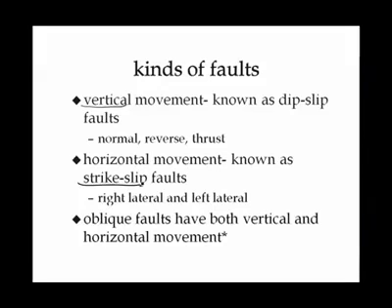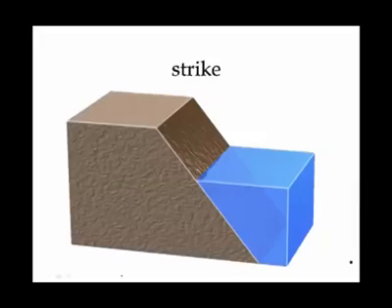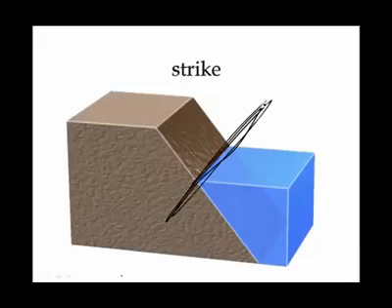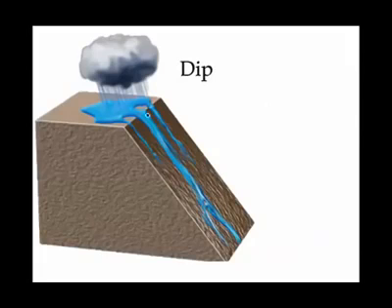learned before. The strike, as you'll remember, is a compass direction along this line, the line that a horizontal plane makes with a tilted plane. Now that plane could be a rock layer, or the plane could be the fault. The dip, on the other hand, is the direction in which material would drip down the side of the plane.